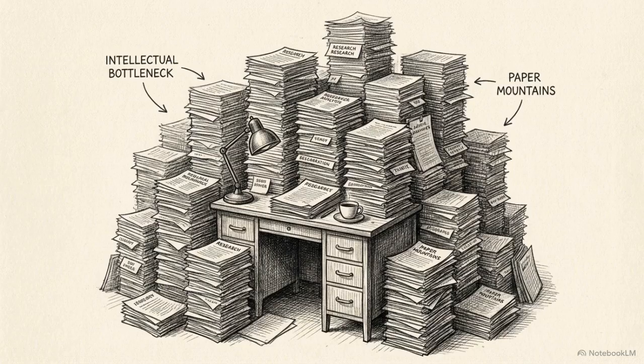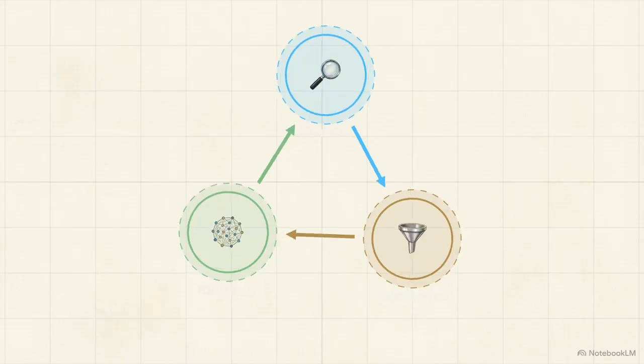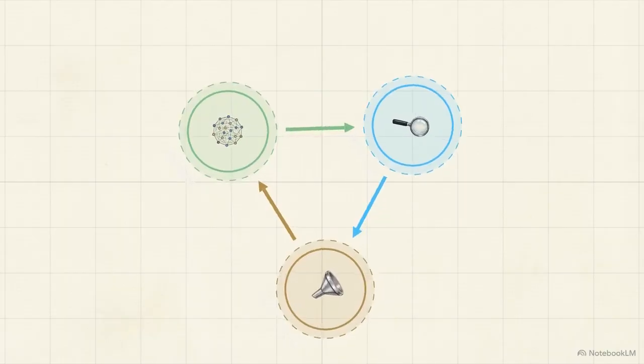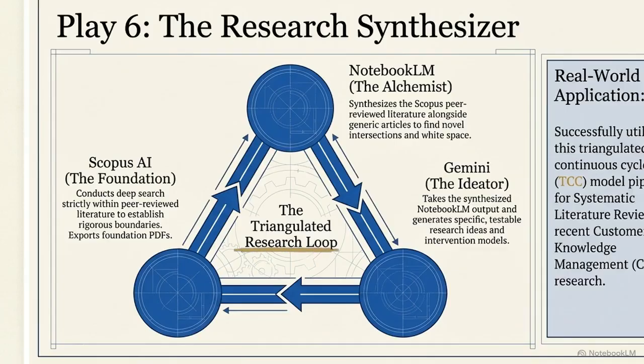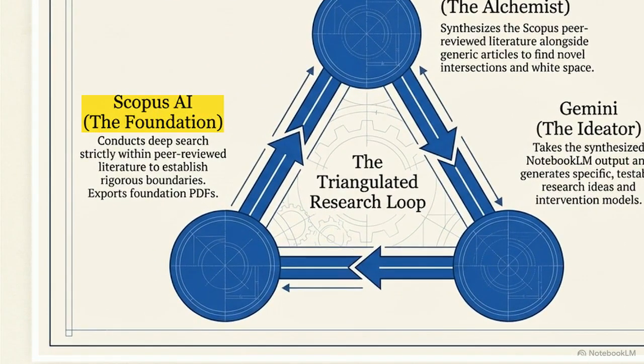In practice, the heaviest bottleneck a researcher faces is the execution of a systematic literature review. No single platform can handle the search, synthesis, and ideation phases simultaneously without compromising quality. The solution is a specialized three-node pipeline. This diagram maps the triangulated research loop, a continuous cycle utilized in advanced academic workflows. Node 1 is the foundation. Scopus AI acts as the deep search mechanism. It operates strictly within peer-reviewed databases to ensure the foundation of the review is empirically sound.